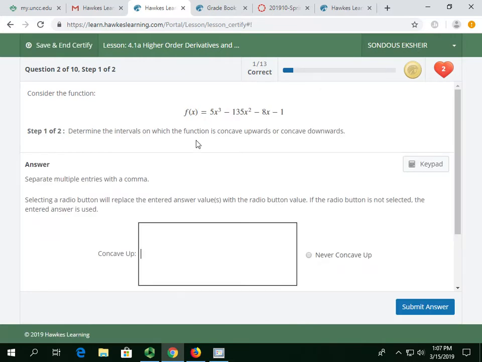What does this problem say? It's a two-parter, so be careful here. F of x is equal to, and off screen I'll write down this function. F of x is equal to 5x cubed minus 135x squared minus 8x minus 1. We are supposed to determine the intervals on which the function is concave up and concave down. Concavity deals with the second derivative, okay?